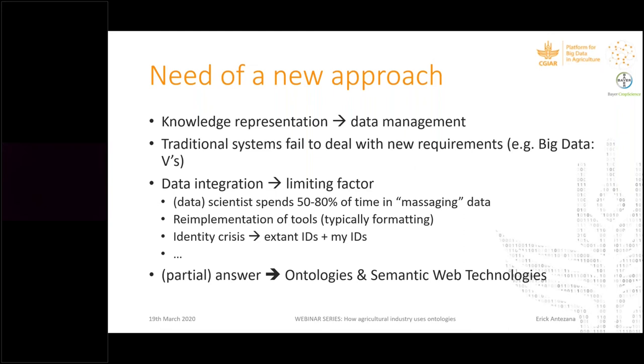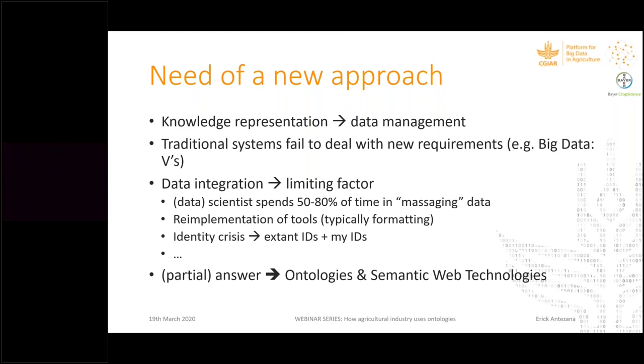On top of this, to complicate things a bit more, the other common problem is the classical identity crisis, where we receive pieces of data that typically have some IDs, some data entries for our data objects. And normally every data scientist is creating new IDs, and this of course complicates the space of IDs. So all those points were asking for a new way of dealing with knowledge representation and data management in general.